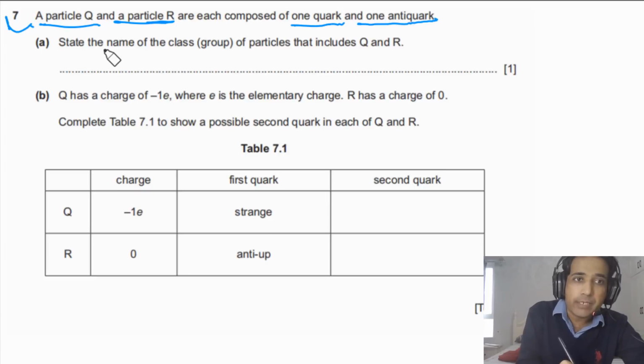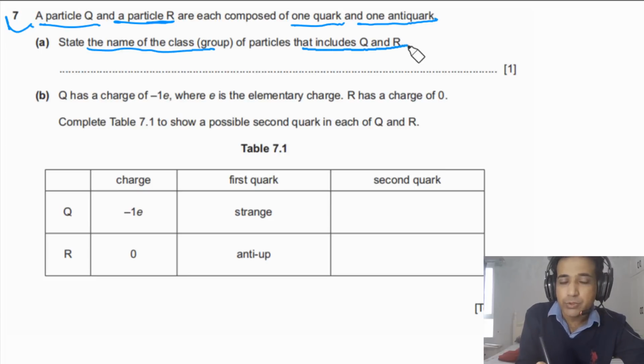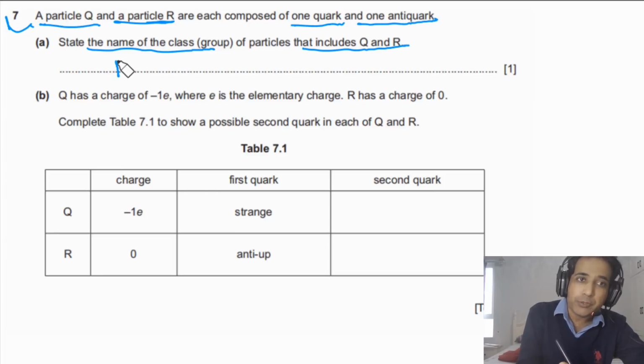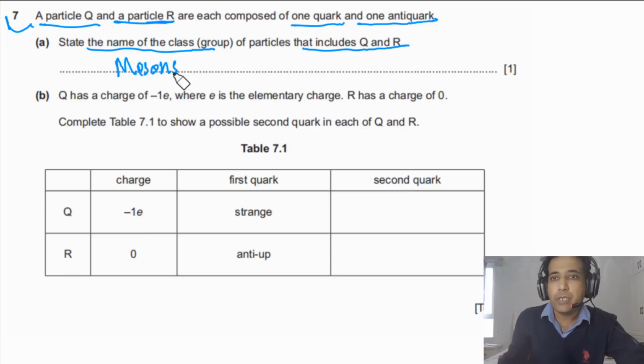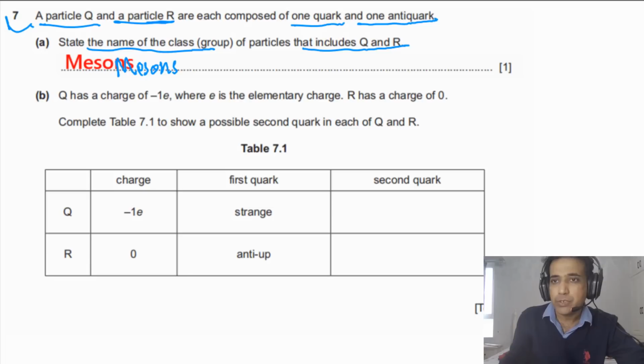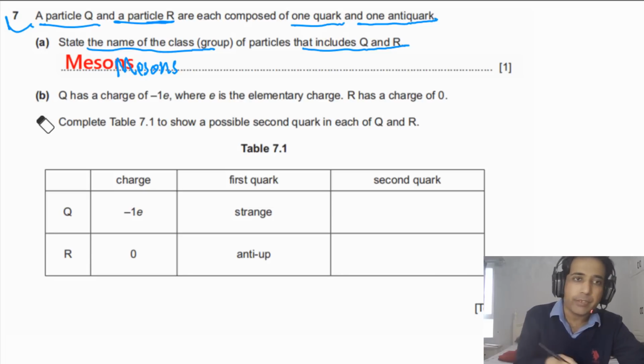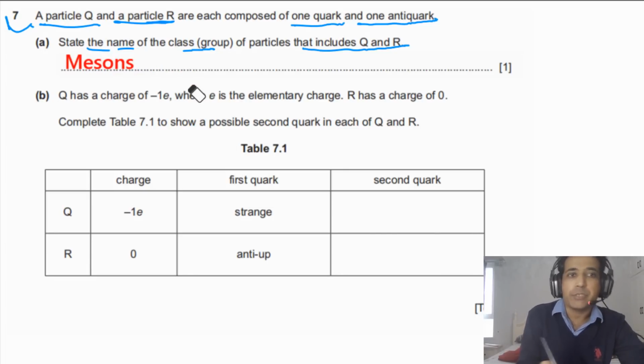Question 7 says a particle Q and a particle R are each composed of one quark and one anti-quark. For part A, state the name of the class of particles that includes Q and R. That class is mesons, because mesons consist of one quark and one anti-quark. So simply we can say mesons.